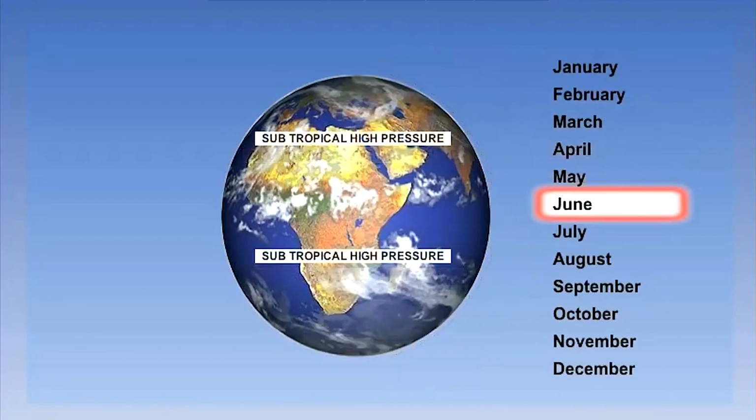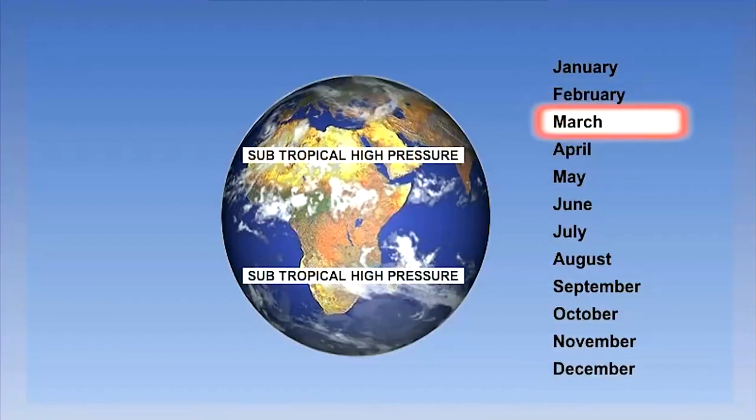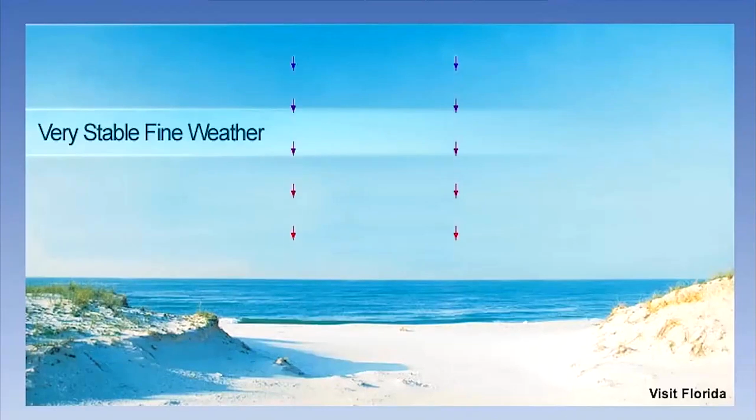These high pressures form two bands around the Earth. From about 20 degrees latitude to about 45 degrees latitude, they form what is known as the subtropical oceanic high pressure belt. This belt will move north and south with movement of the sun, moving to higher latitudes in summer and lower latitudes in winter. The subtropical highs tend to give very stable fine weather.